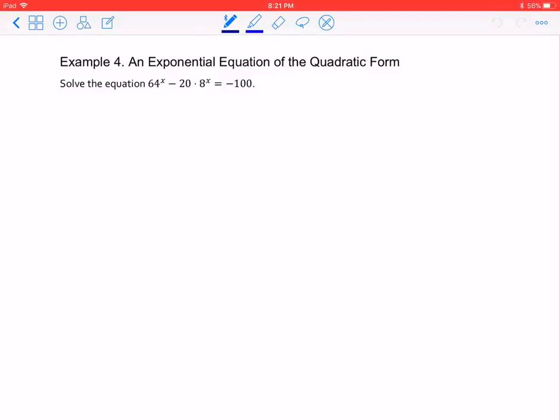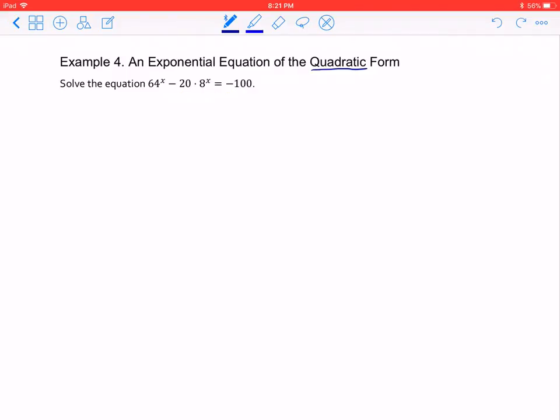So example 4 is quite unlike anything we've already seen before. It's an exponential equation of the quadratic form. Well, it certainly doesn't look like a quadratic form, so let's think about how I would go about solving this. If we think about what we did earlier, we would try to isolate one of these, and if we did so, we would maybe move this over and try to take the natural log of both sides, but we did that in order to get the x out of the exponent, and that's not going to work here.